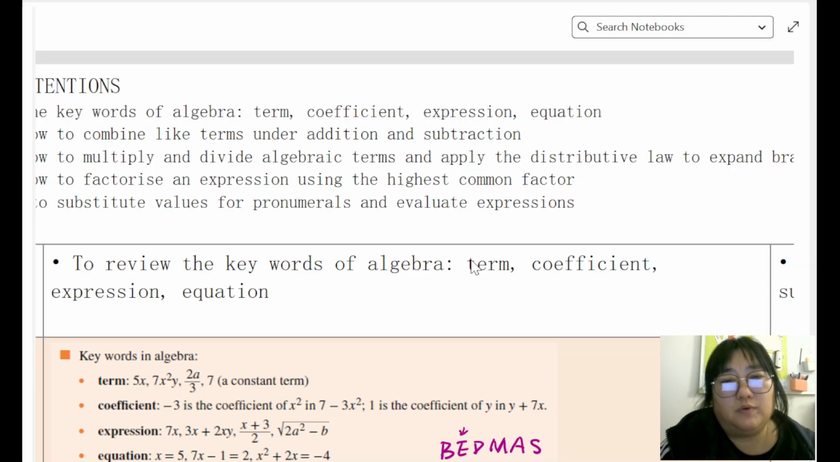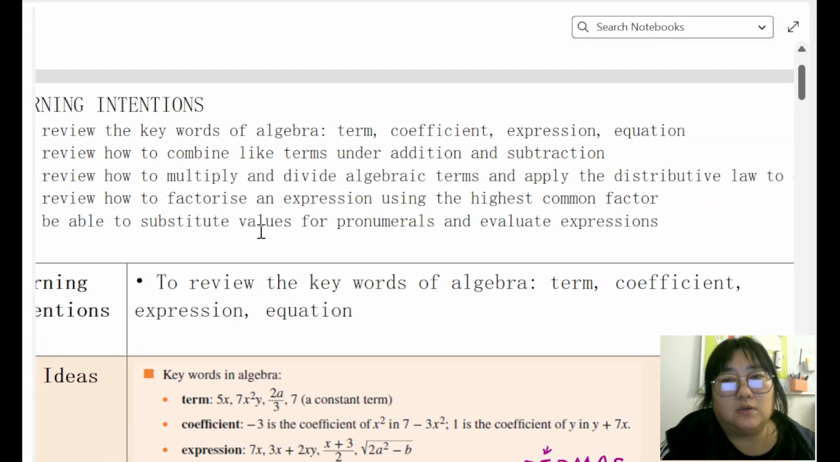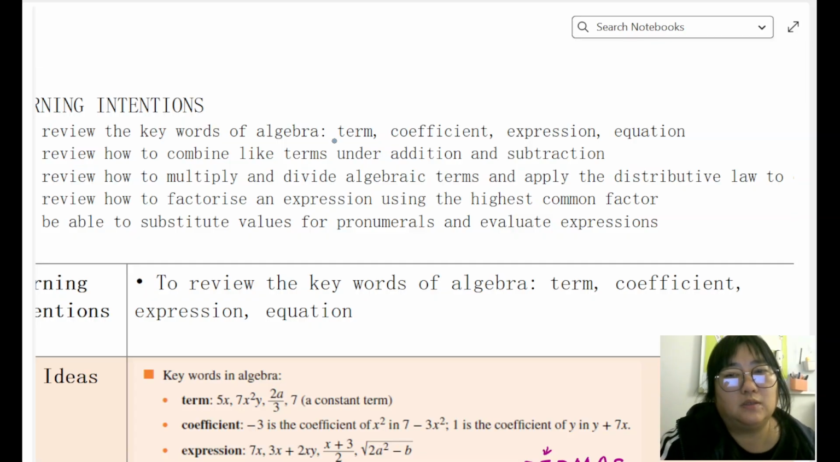So at the end, we will go back to the learning intention. Do you have an idea of what the terms, coefficient, expression and equation are? An equation always has an equal sign. And you can also find out what the like terms are, and only like terms can we collect or combine together, which means we can do addition and subtraction. So only like terms we can add and subtract.